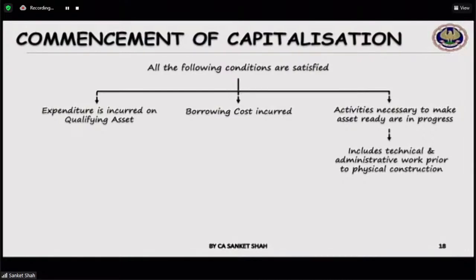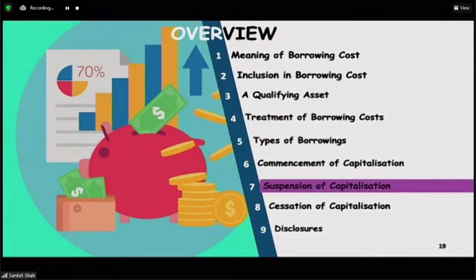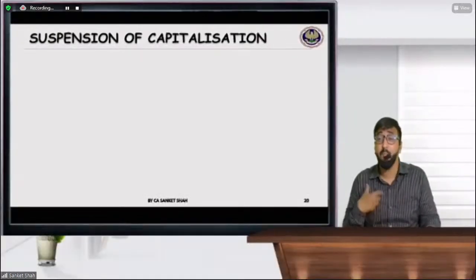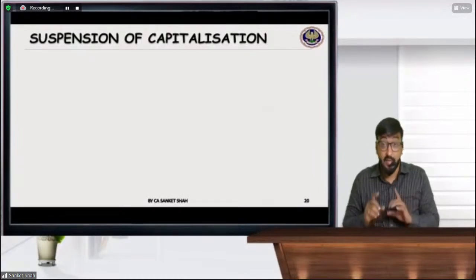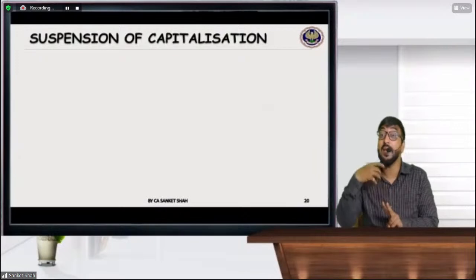Very good. Preeti Panchal gave the complete explanation for NRO students for illustration number 2. Very good, beta. Yes. Commencement of capitalization over. Suspension of capitalization. When you are going to suspend your activities, suspension means it's a temporary interruption. Cessation means permanently stop, and suspension means temporary stop.